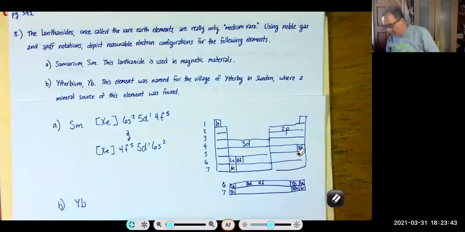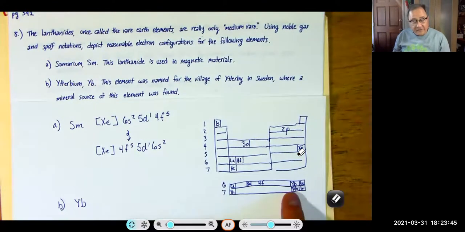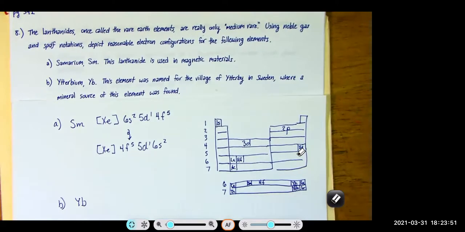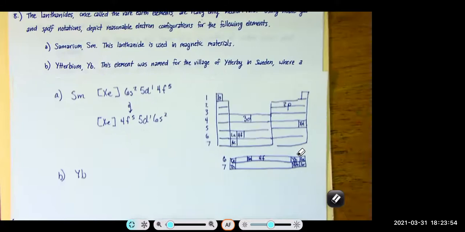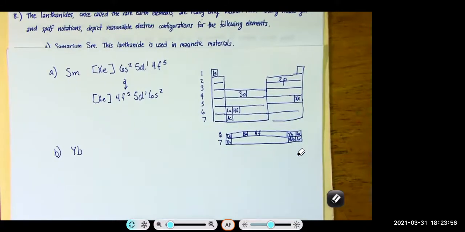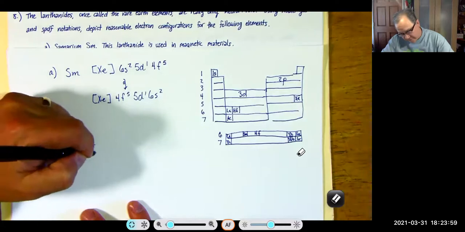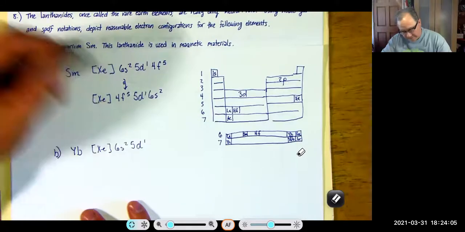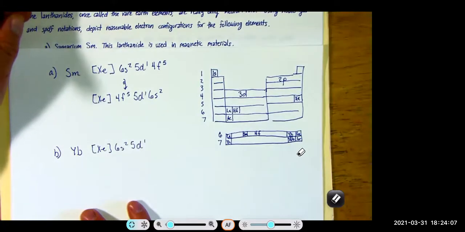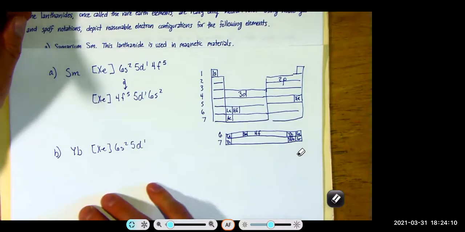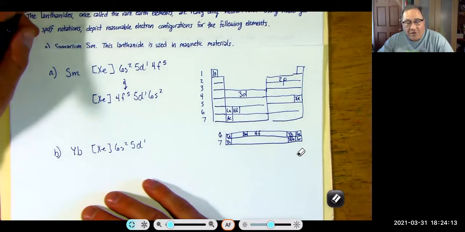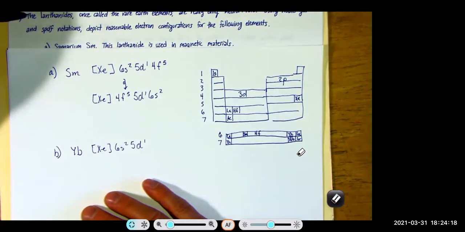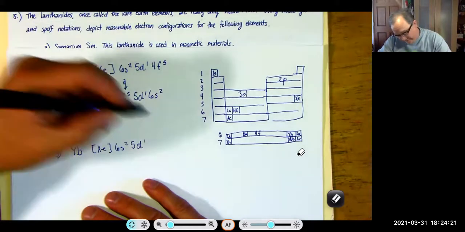So here's ytterbium right here. What are you going to write for the electron configuration? Well, I'm going to want to do xenon, 6s2, 5d1. Okay. 4f, 5, 6, 7, 8, 9, 10, 11, 12, 13. Now, you don't need to count because you know that it's 14 wide, right? So it's the second to last one. It's got to be 13.